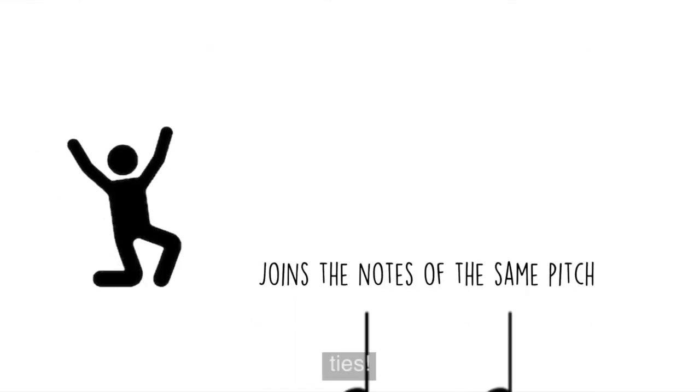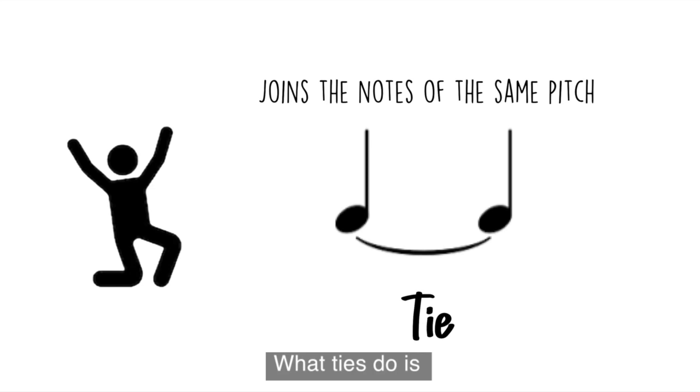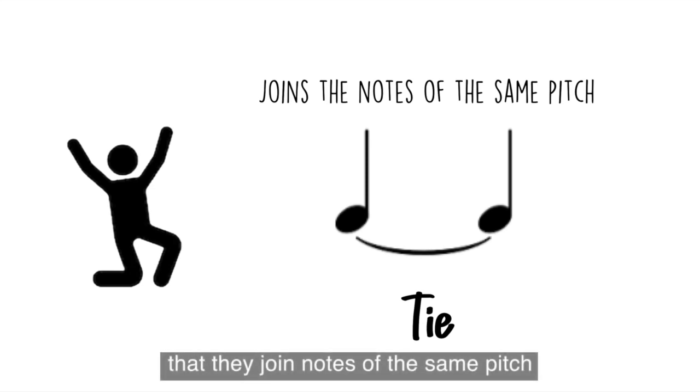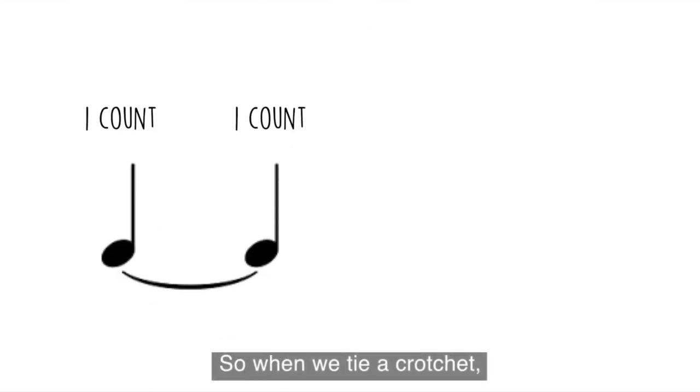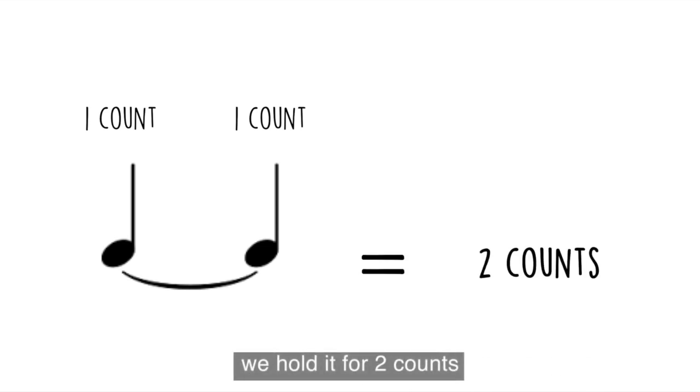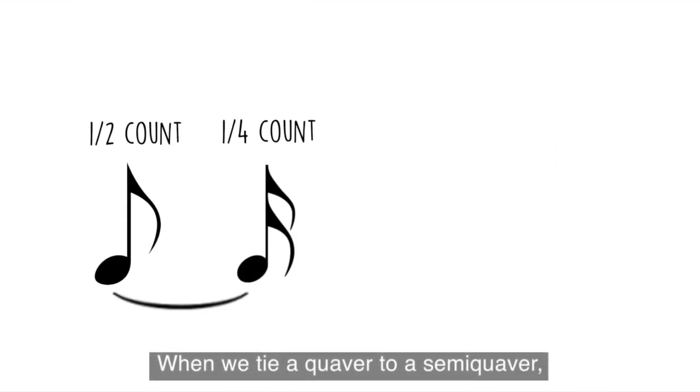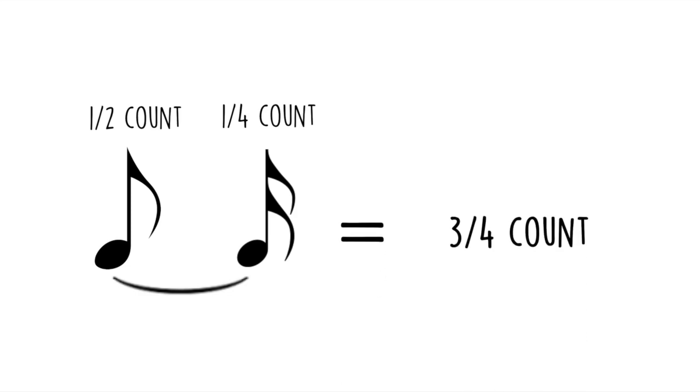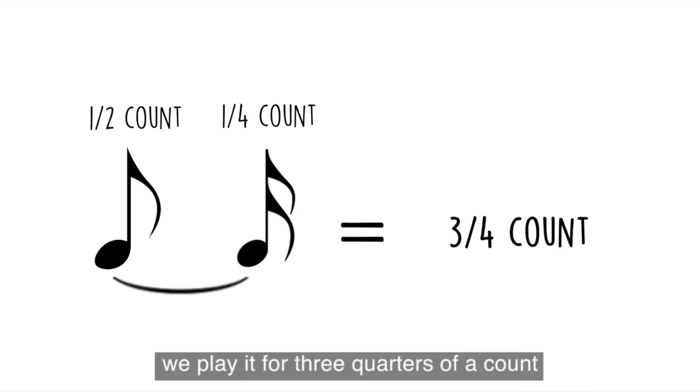Next up, we have ties. What ties do is that they join notes of the same pitch. So when we tie a crotchet to another crotchet, we hold it for 2 counts. When we tie a quaver to a semiquaver, we play it for 3/4 of a count.